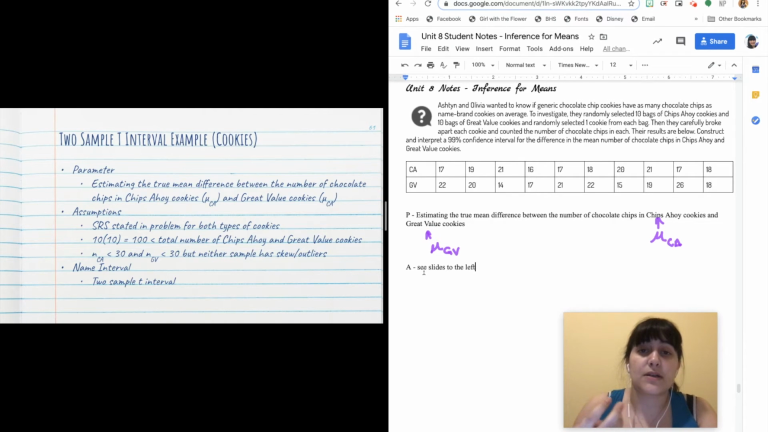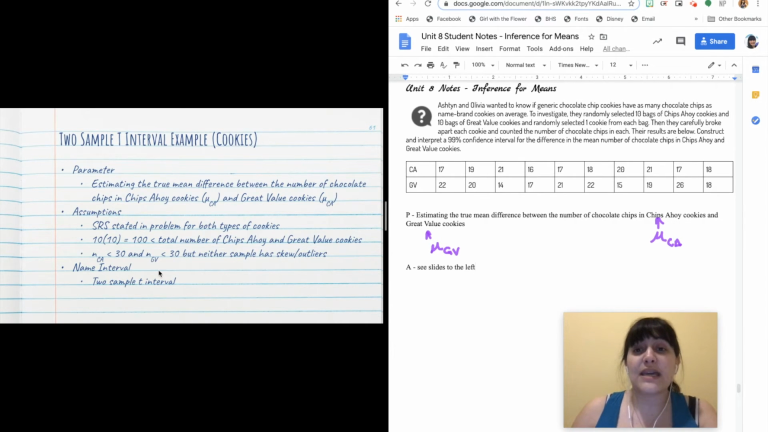But you have the three assumptions that you have to check, right? The three conditions. So the first one is randomness. This is random, right? They said they randomly selected 10 bags and 10 bags and then randomly selected one cookie from each bag. So there's like double randomness. We're good on the randomness. Okay. Then the 10% condition comes next. So remember, you take 10 times the sample size, which is 10 for both of these. So you get 100, and that's definitely less than the total number of Chips Ahoy and possible Great Value cookies, right?